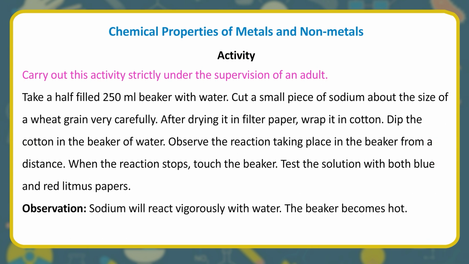Activity. Carry out this activity strictly under the supervision of an adult. Take a half-filled 250 ml beaker with water. Cut a small piece of sodium about the size of a wheat grain very carefully. After drying it in filter paper, wrap it in cotton. Dip the cotton in the beaker of water. Observe the reaction taking place in the beaker from a distance. When the reaction stops, touch the beaker. Test the solution with both blue and red litmus papers.